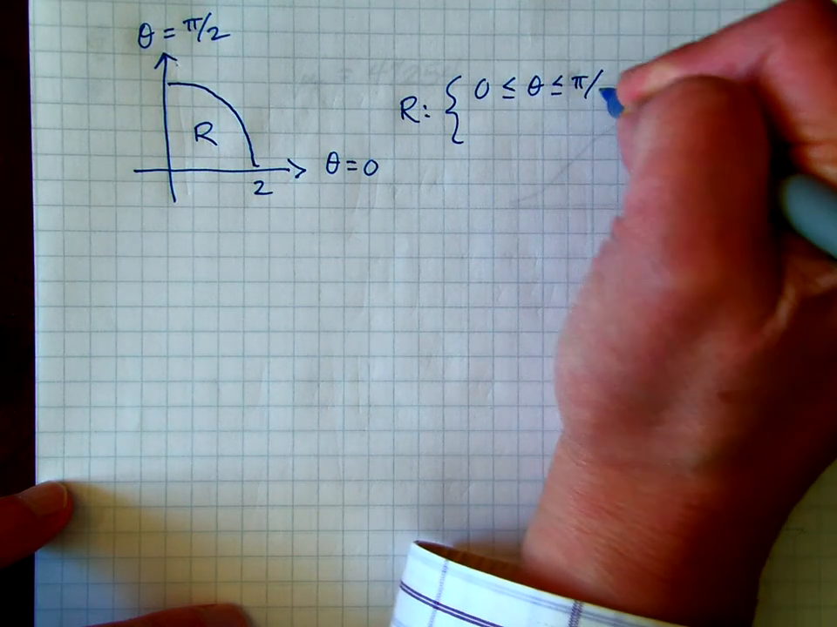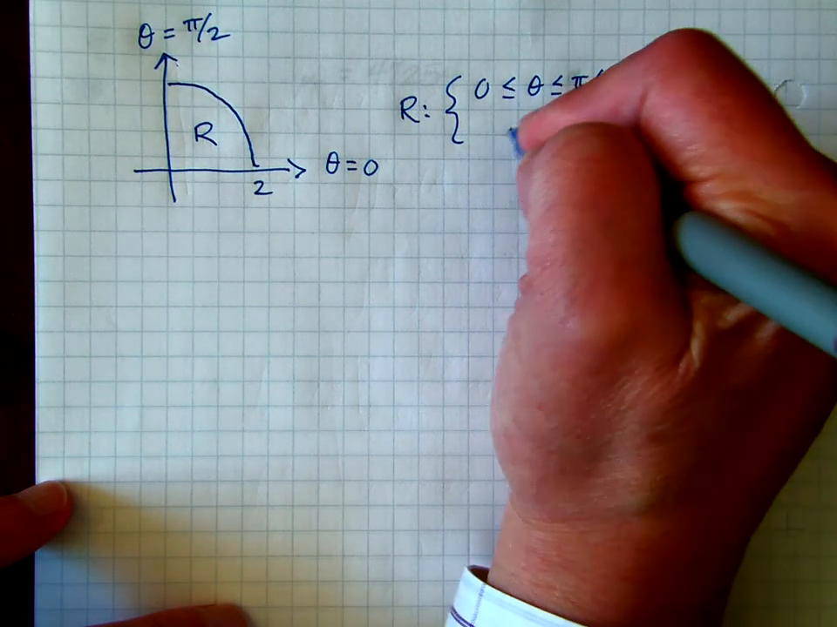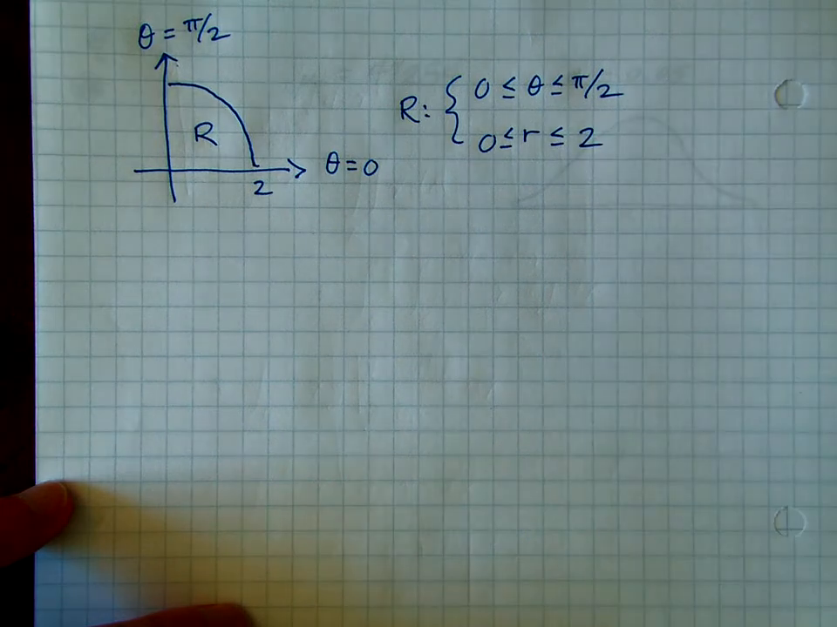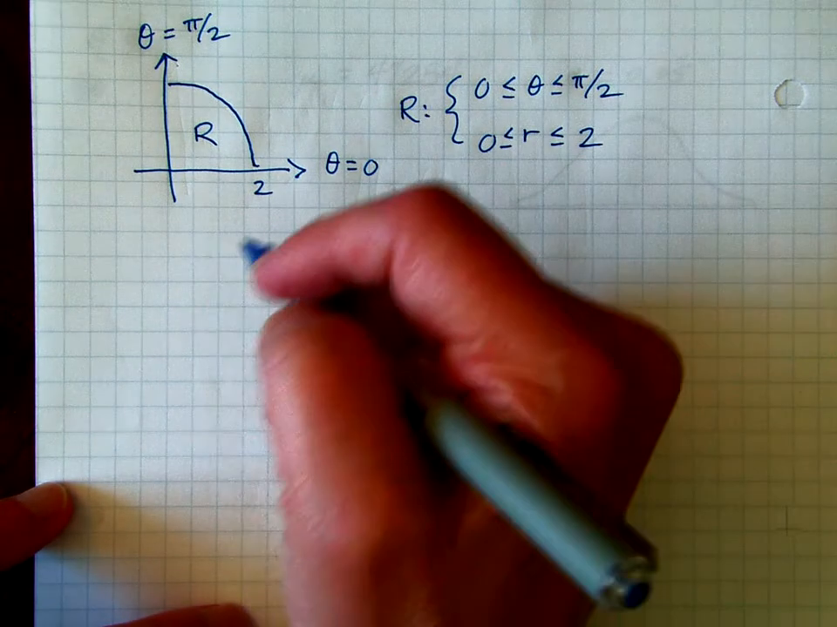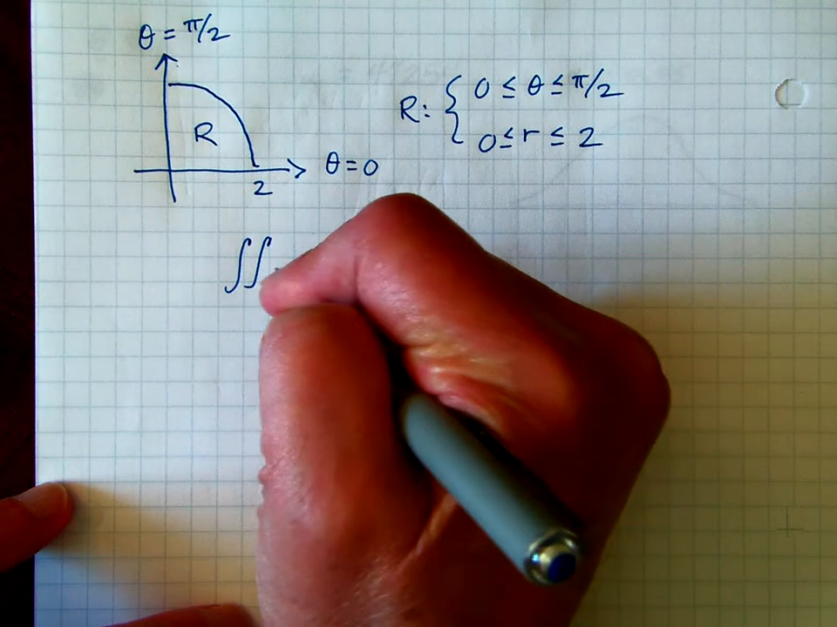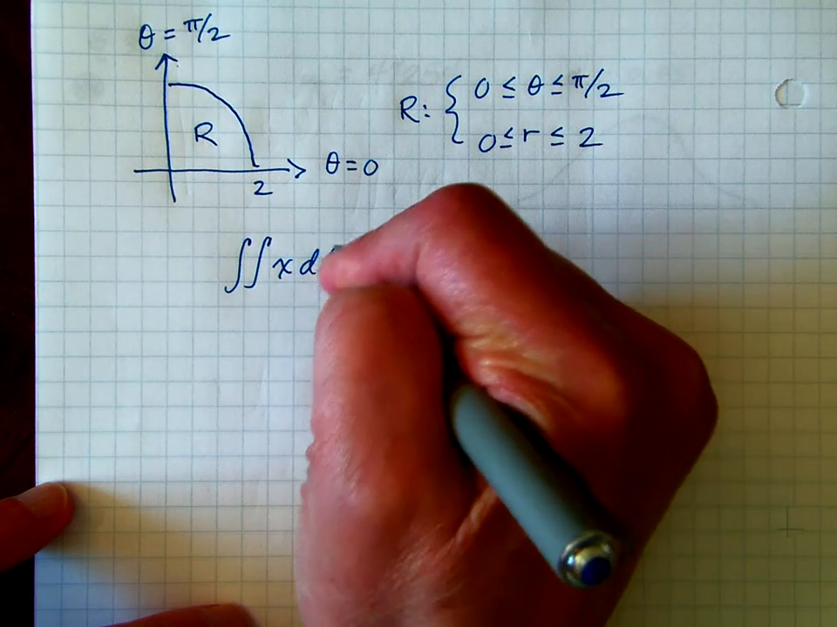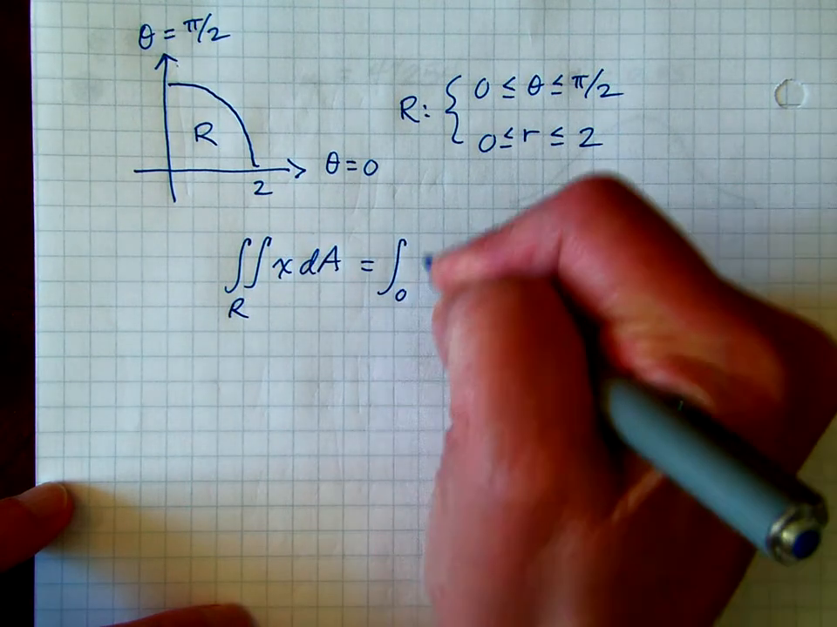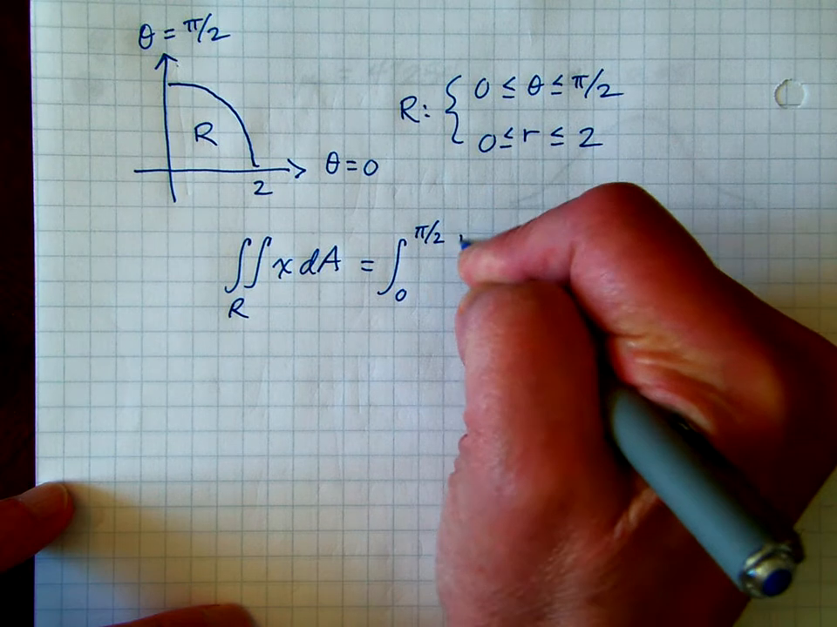The description of the region is very nice in polar coordinates because theta is going from 0 to pi over 2 as r is going from 0 out to 2. All constant limits for our integration. And therefore, when we evaluate the integral of x with respect to area over R, we have 0 to pi over 2, 0 to 2.